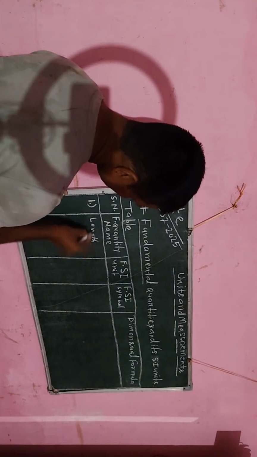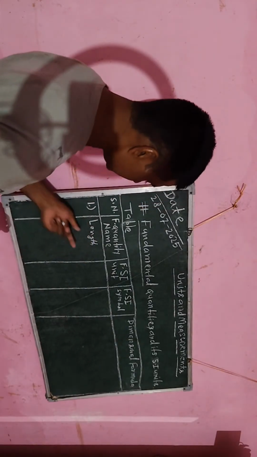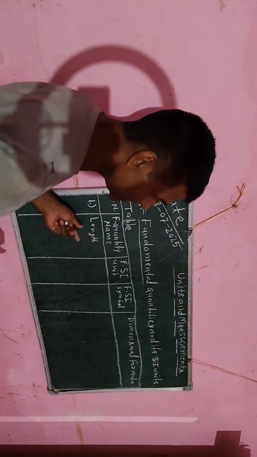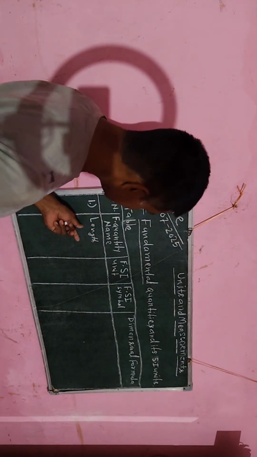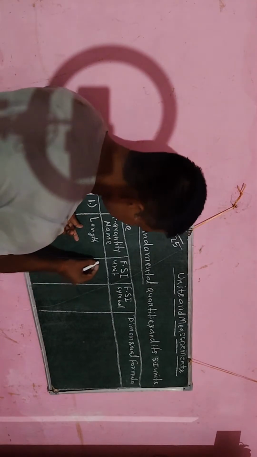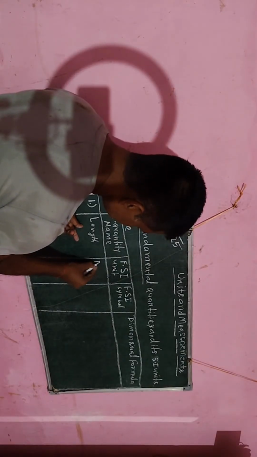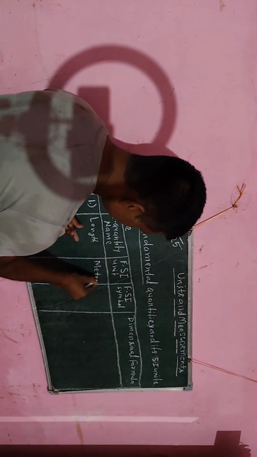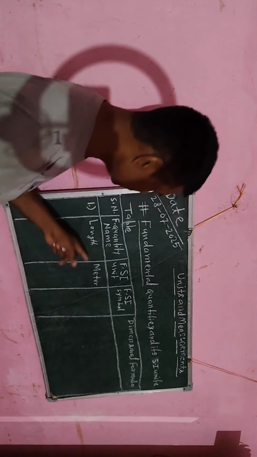Length. So first is the length. Here I have written length, and length in Hindi means lambai. So its SI unit will be meter. Here I will say its SI unit will be meter. So here we have to write clearly, meter. Its SI unit is meter.